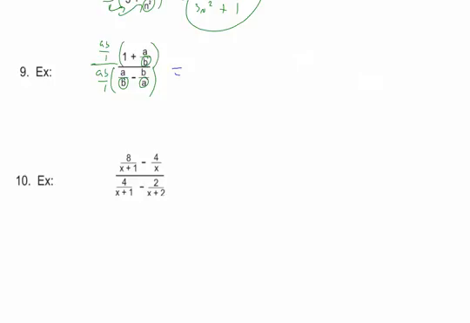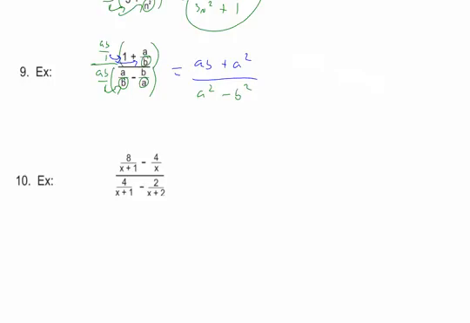So what is the top? AB times 1 is AB. AB times A over B, the B's divide out and you're left with A squared. So we got AB plus A squared. Bottom: the B's divide out and you get A squared, and the A's divide out and you get negative B squared.